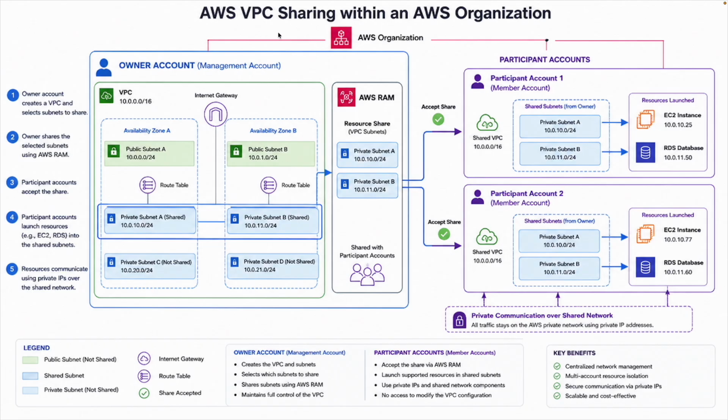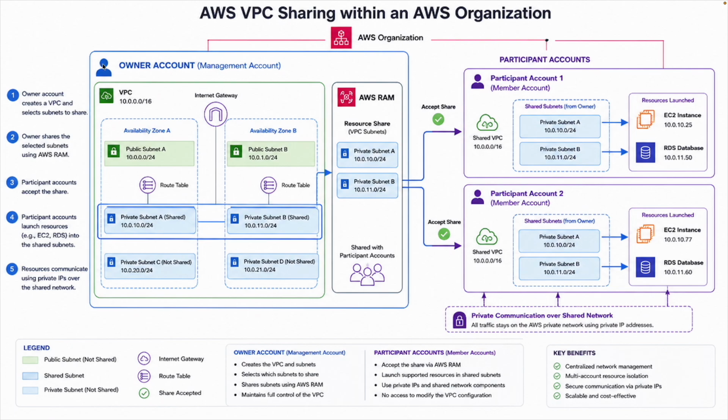So at the top is our AWS organization. The job of the AWS organization is to manage multiple accounts, of course, centralize billing, apply organization-wide policies, and also enable resource sharing through RAM. So for us, we're going to be creating an organization, then have multiple accounts in there, and then share the resources. Now, the owner account, this is the network account, and it's going to be our management account.